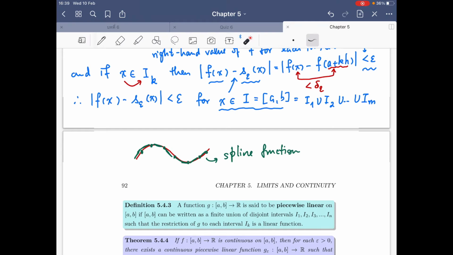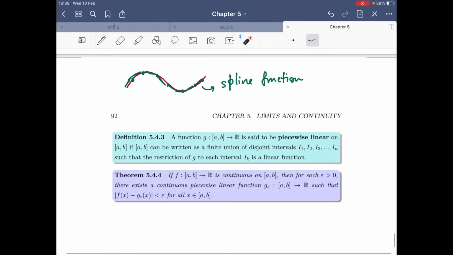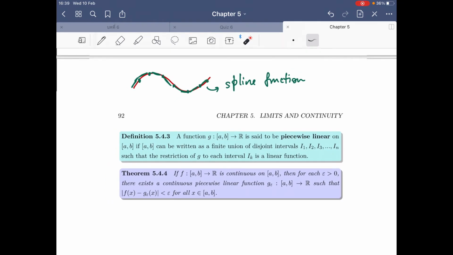So let us talk about the definition first. We are going to say that a function g is piecewise linear on the interval AB if your AB can be written as a finite union of disjoint intervals I1 to In, such that on each interval, g is actually a linear function, and a linear function is simply like ax plus b, in this form.